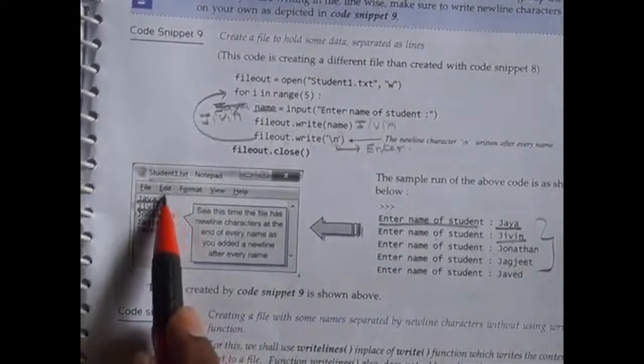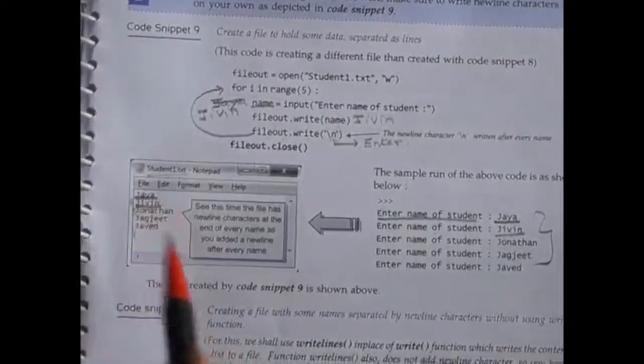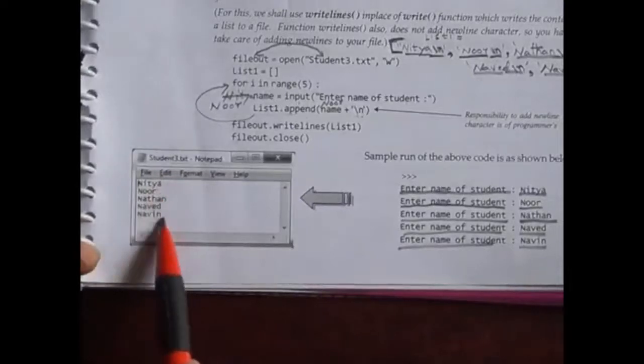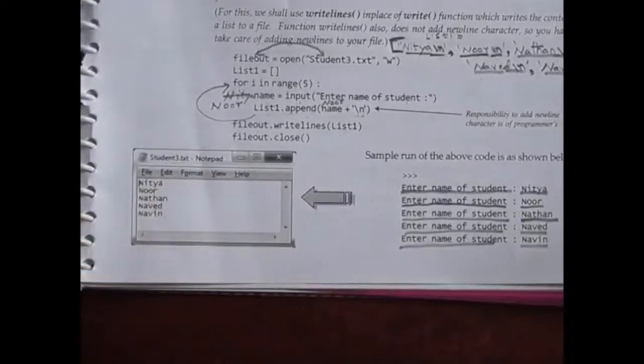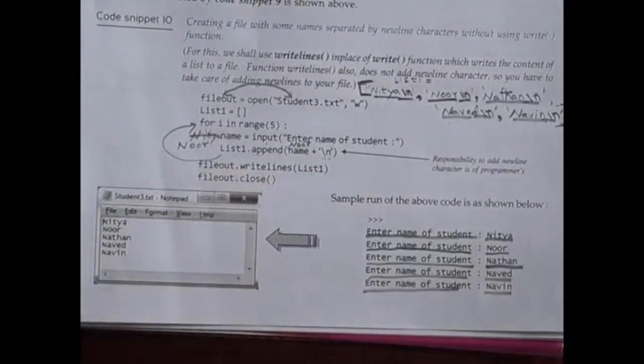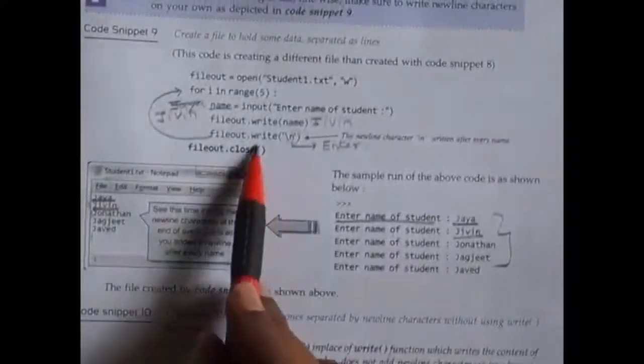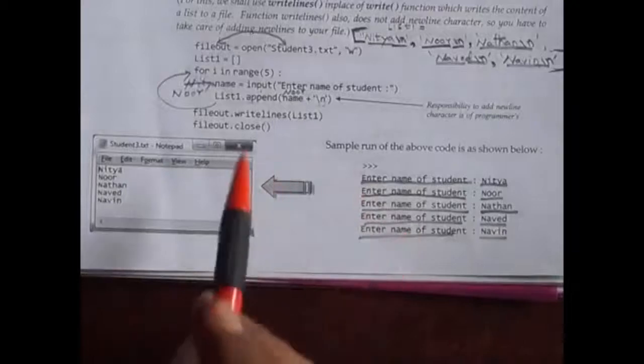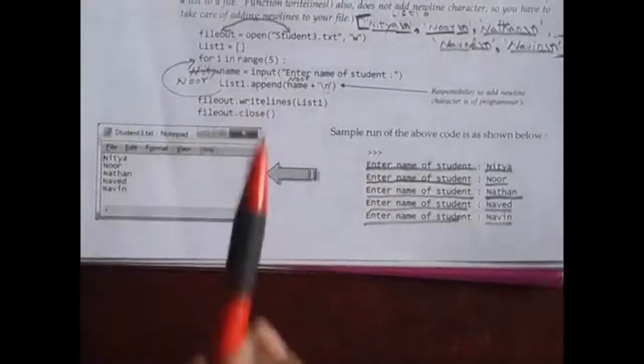So in last class also we did the same thing. Okay, can you see all the names will be printed in next line. Here also all the names will be printed in next line. So what is the difference between these two? Very simple. In this program we are using list. In the previous program we are not using any list, but in this program we are using list.